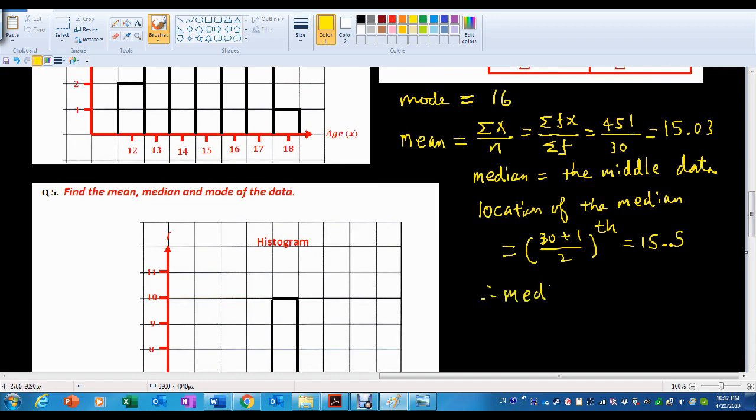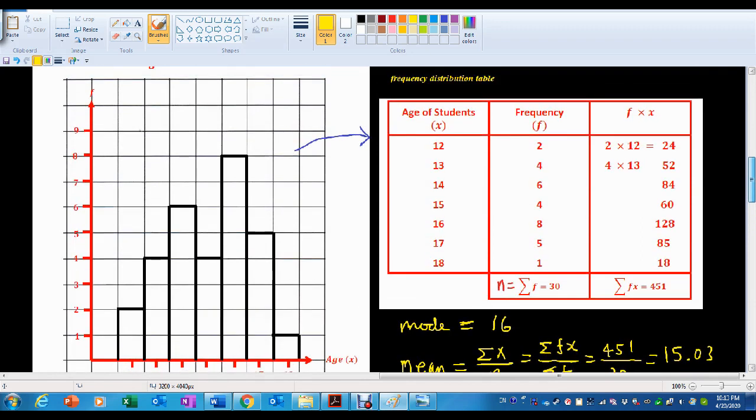So the median is the 15th data plus the 16th data divided by 2. Okay, so where is the 15th data? Let's see. When you add, from 12 to 13, that's 6 of them. If you add them, 2 plus 4 is 6, and 4 plus 6 is 10. So 10 plus this one is 14, and 14 plus 8 is 22.